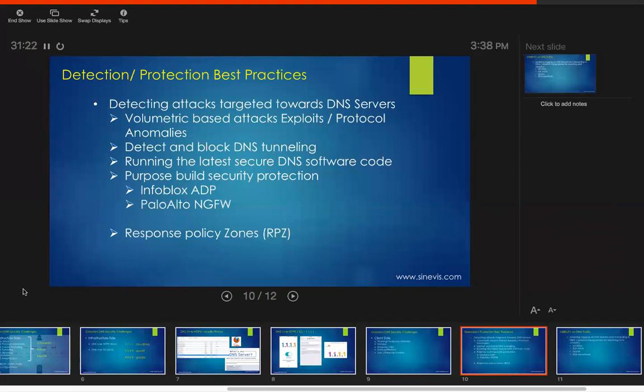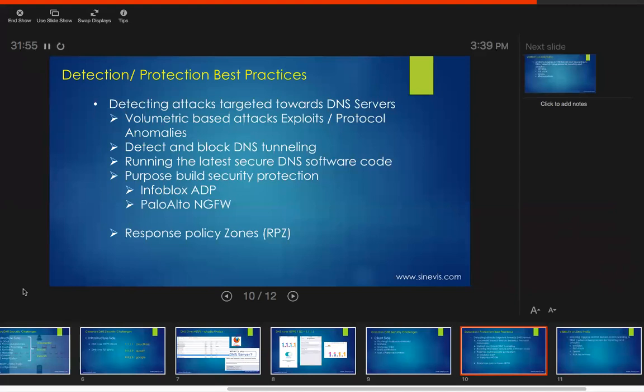But today we are seeing a lot of attacks based on DNS, so people are starting to look at DNS and securing the DNS infrastructure. For purpose-built security protection, we're talking about Infoblox, Advanced DNS Protection, Palo Alto NGFW. There is something from Arbor, and something from F5 as well, but you have to see which fits your organization's requirements. So all these are from an infrastructure point of view.